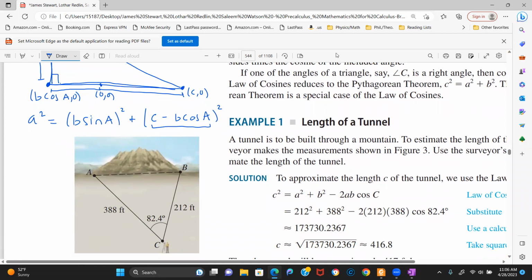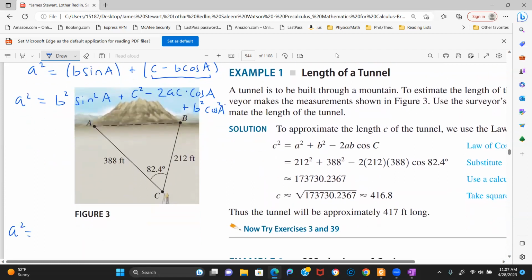So A squared is going to be equal to B squared sine squared A, plus, when you FOIL that out, you should get C squared minus 2BC times cosine of A, and then plus B squared times cosine squared of A. All right, so now we have B squared sine squared A and B squared cosine squared A. So you can put those together and factor.